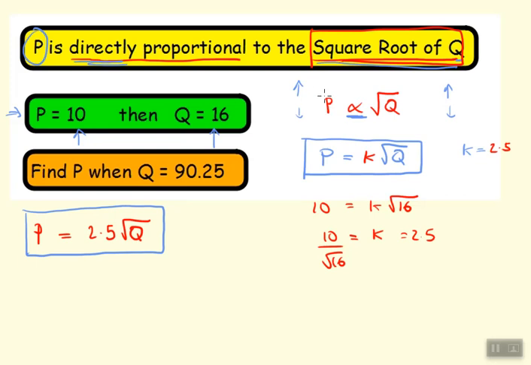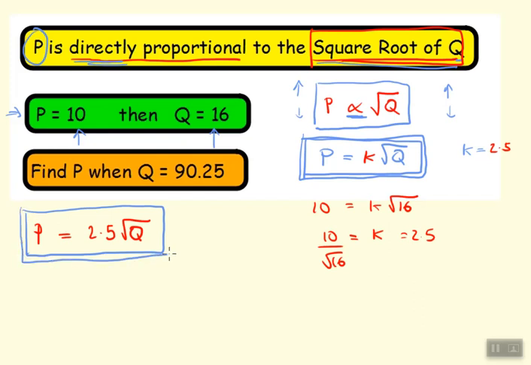So just to summarize, this is the description of how the two variables are connected. This is what the formula is going to look like. And then this is the actual formula.